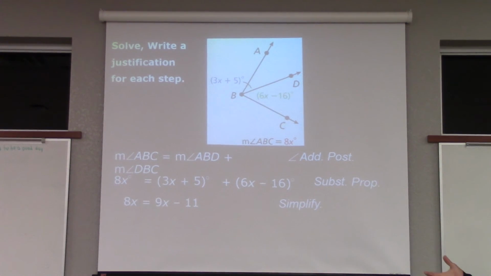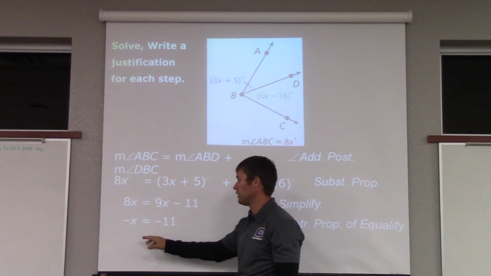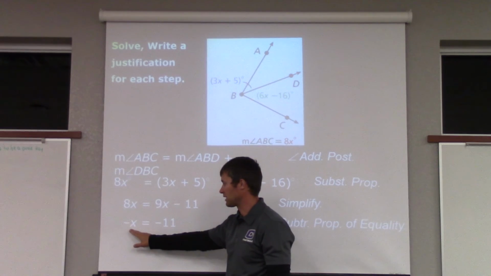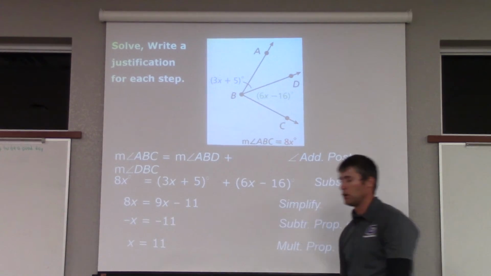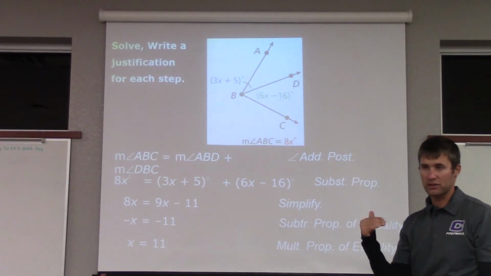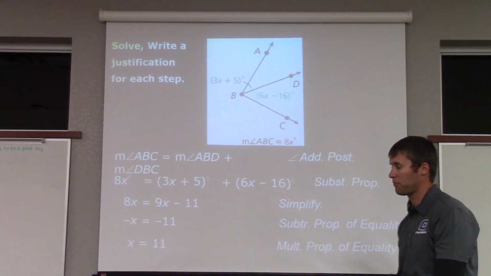When we do that, that's simplifying, or you could say addition. We added them together. Now we can go ahead and solve from there. So we subtracted 9x to get negative x. How do we get rid of the negative sign? We divide. So that's our process of what we're going to do. We need to justify each step. Make sure you got all those examples written down.